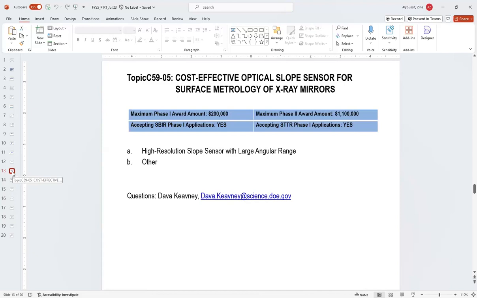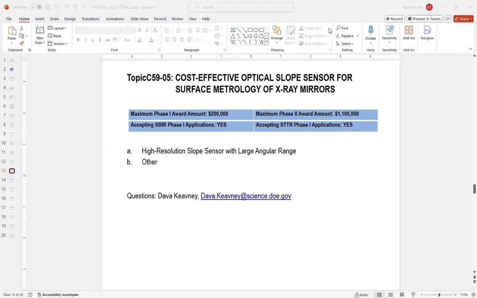Stability, few hours. Size is as small as possible with a mass less than 10 kilogram because it's going to be mounted on some sort of stage. And acquisition rate of 100 hertz or higher. So these are very specific requirements.